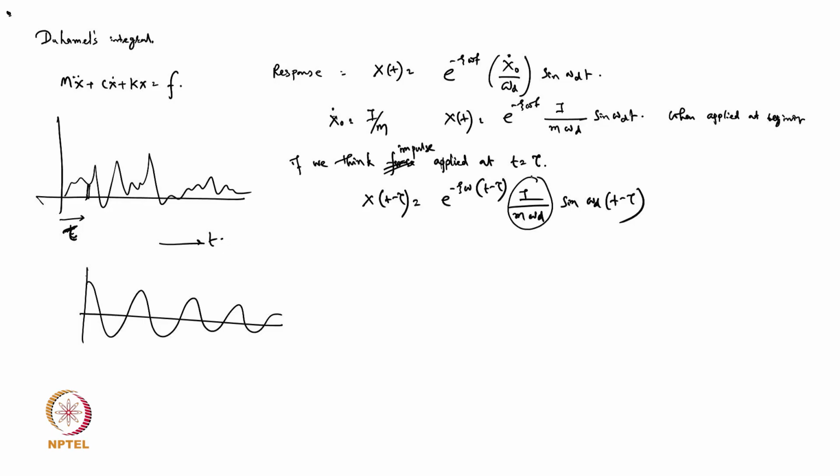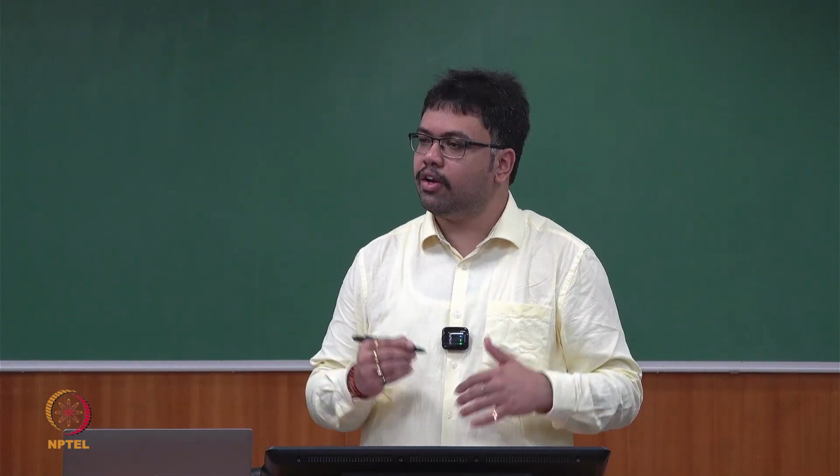This term is like a magnitude, where it will start, that is I by m omega d. This is a sinusoidal function, basically a sine function, and this is a decaying function. If I add the three of them, it will show a decay after t minus tau. All of you agree with me? Very good. Now think that we are not just solving for a single impulse. What is our objective? To solve for a complete force response. So what do we have to do?